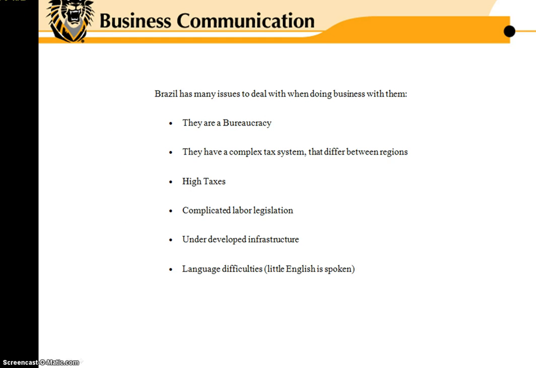Here's another example of using proper format in terms of bullets, but an issue in parallelism. This is a sentence. They are a bureaucracy. They have a complex tax system that differs with an S. And then you drop using the sentence format. You either have to stay full sentence format or full phrase format. That is correct business writing.